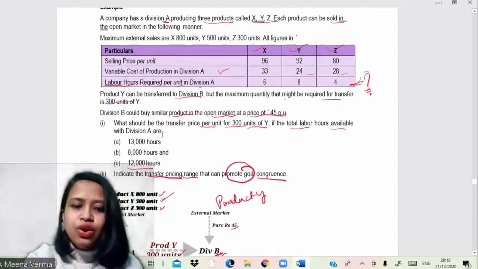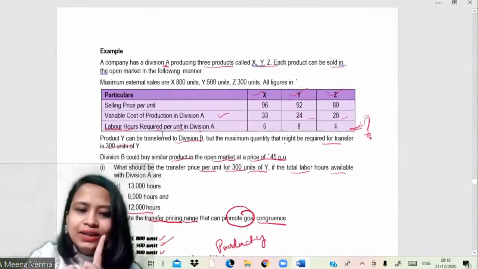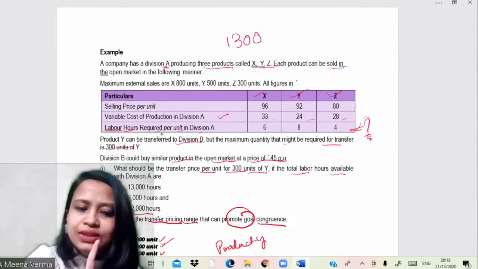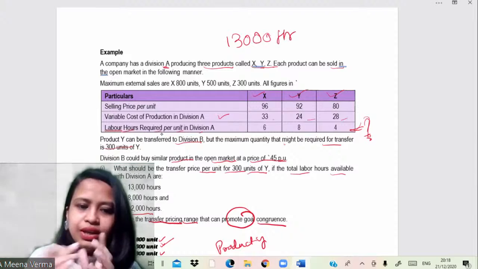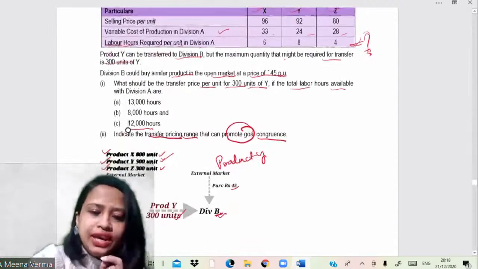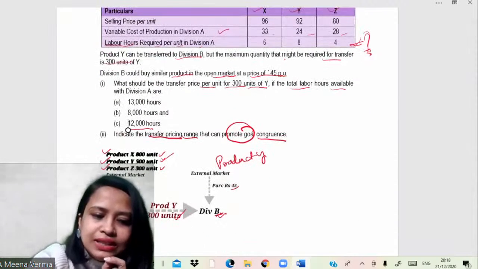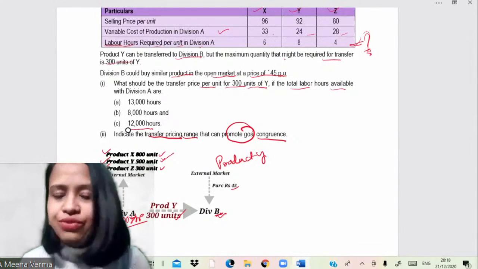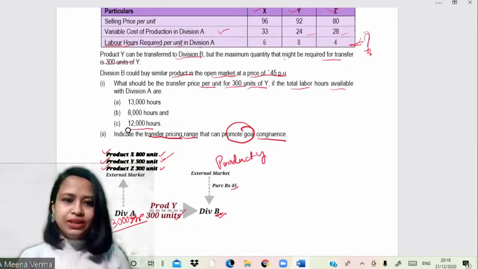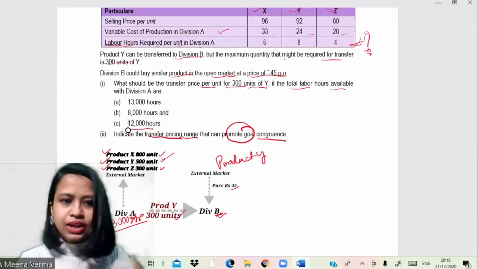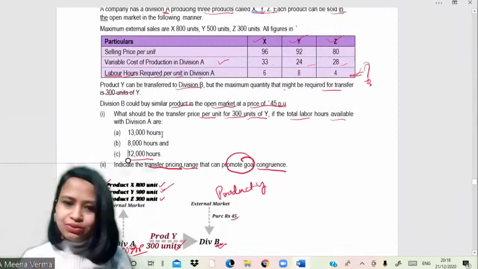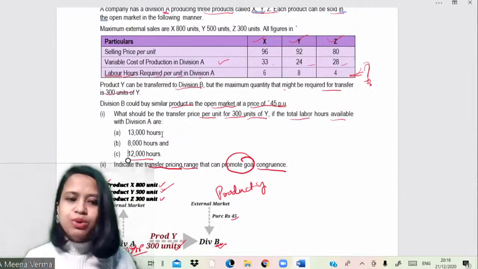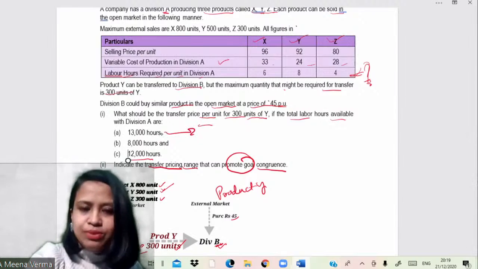So your first question is: if division A has 13,000 hours, this is their capacity. Maximum they have 13,000 hours, or the labor can do maximum work in 13,000 hours. Then what will be the transfer price? In this case, what will be the transfer price?